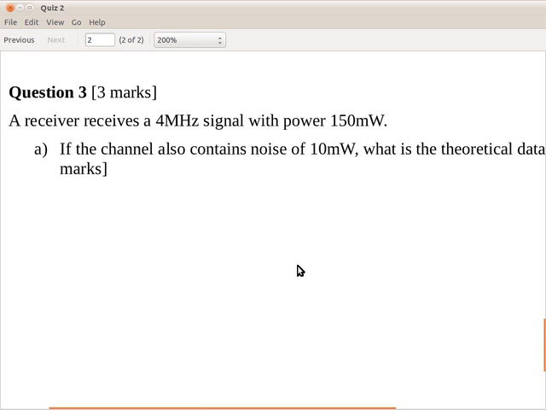4 times 4 is 16 megabits per second. Last question, what's the signal to noise ratio in decibels? Fourteen. 40 decibels.